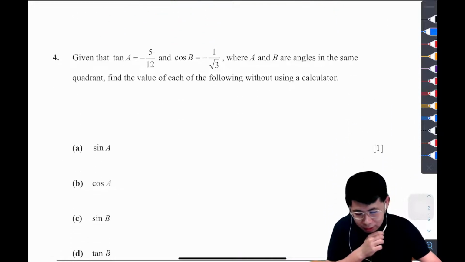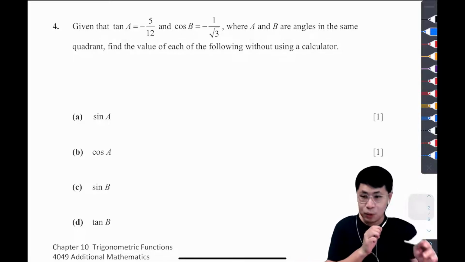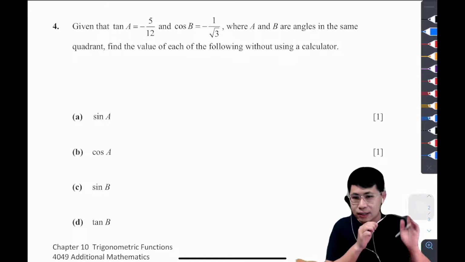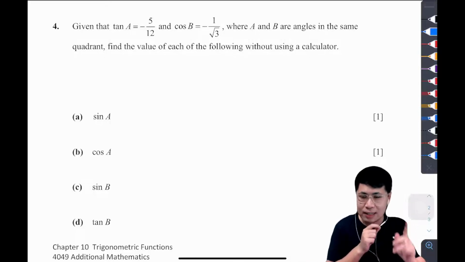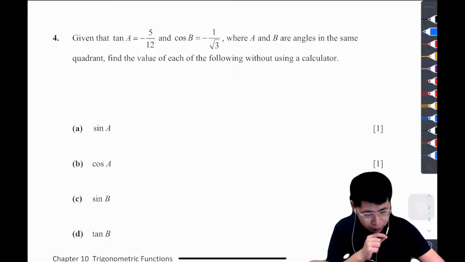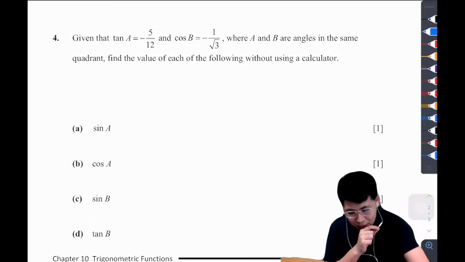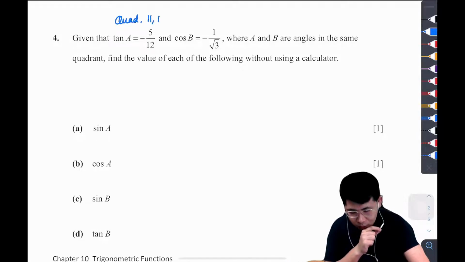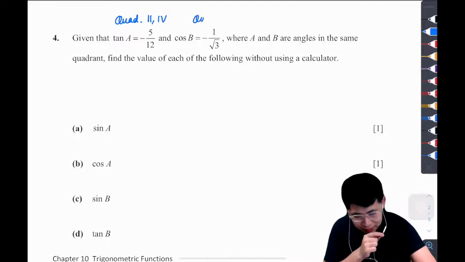Number 4, given that tangent A and cosine B are this, where A and B are angles in the same quadrant. Find the value of each of the following without using a calculator. So our goal is to find where is A and where is B first. Very important. So let's do this. So over here, tangent A is negative 5 over 12. So that means tangent A would belong to quadrant 2 and quadrant 4 because tangent is negative in 2 and 4. Cosine B is negative, so this would be in quadrant 2 and quadrant 3.